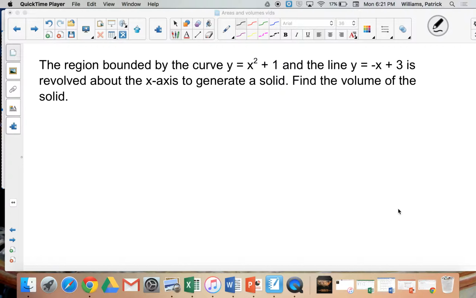So even though we're going to be using the washer method for every single one of these, I really hope that while you're trying to work on these problems on your own, you try to recognize why we need to use the washer method.